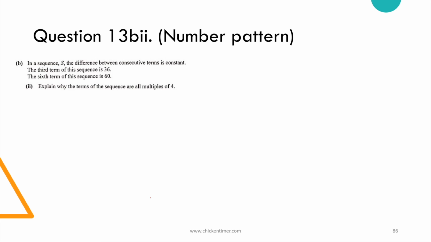Okay, for part 2, we have to explain why the terms of the sequence are all multiples of 4. So remember our nth term just now was 12 plus 8n. So we can take out a common factor 4 down here, so it becomes 4 times 3 plus 2n.